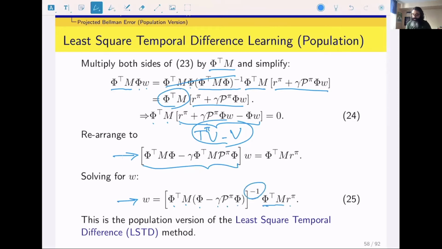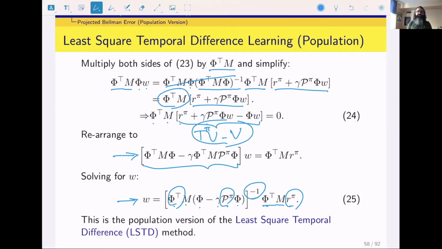transpose M r pi. So this solution is the population version of the method called least squares temporal difference method, or LSTD. And this is basically saying that if we have all these matrices, say phi, P, and the reward function, then we can find the best w, in the sense that it would be the fixed point of the projected Bellman operator, just by solving this equation.